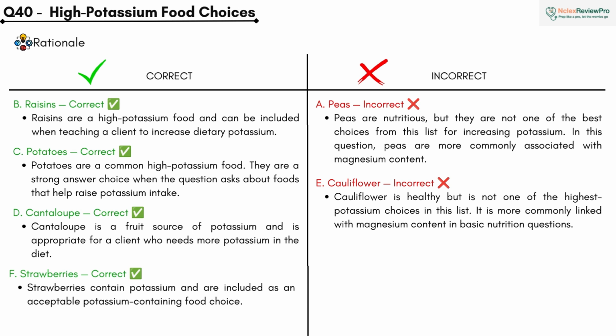Cantaloupe is a fruit source of potassium and is appropriate for a client who needs more potassium in the diet. Option E is incorrect. Cauliflower is healthy, but it is not one of the best potassium answers in this list. In basic nutrition questions, cauliflower may be more commonly linked with magnesium content. Option F is correct. Strawberries contain potassium and are included as an acceptable potassium-containing food choice.